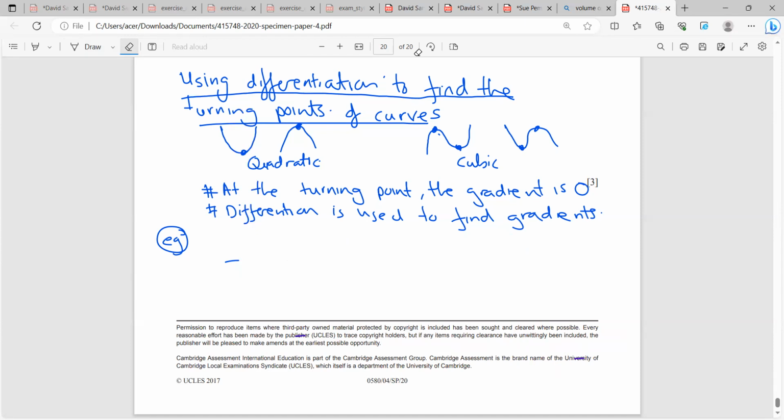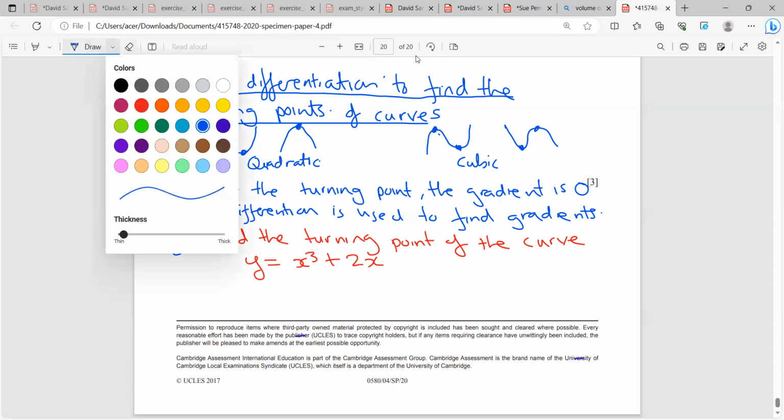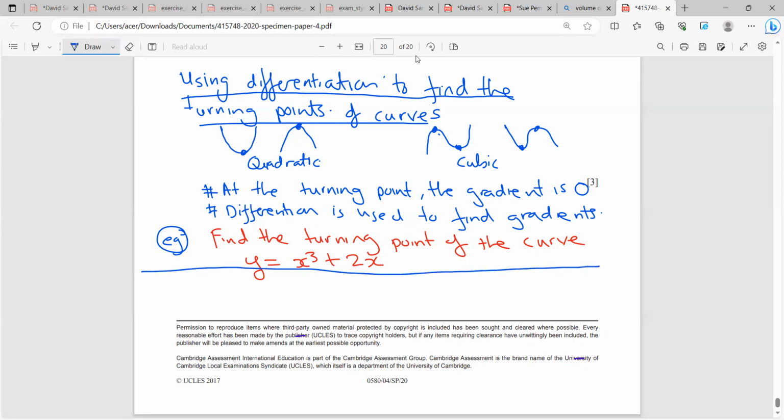Find the turning point of the curve y equals x cubed plus 2x. All right, so that's fine. We need to find the turning point of this curve. Now, we need to list our steps. If you want to find the turning point of a curve, these are the steps you must follow.